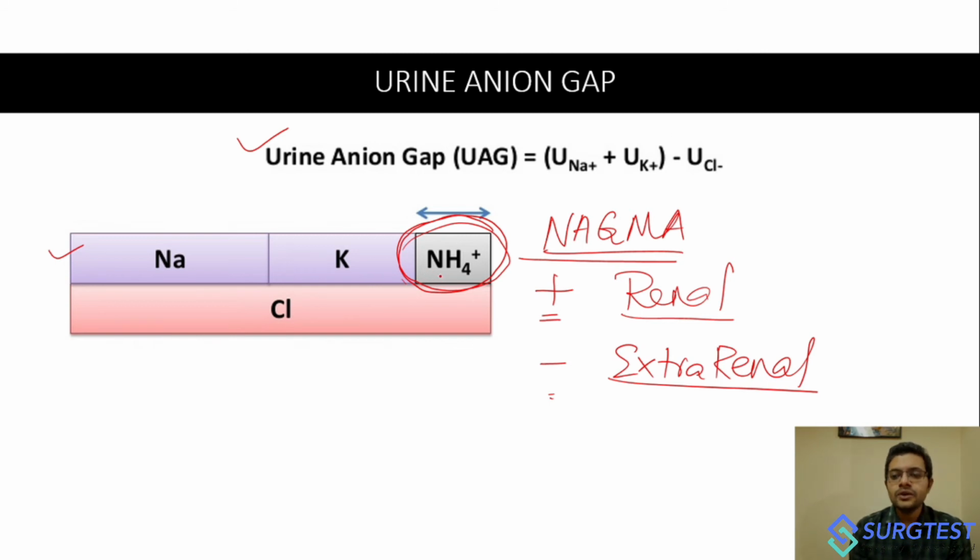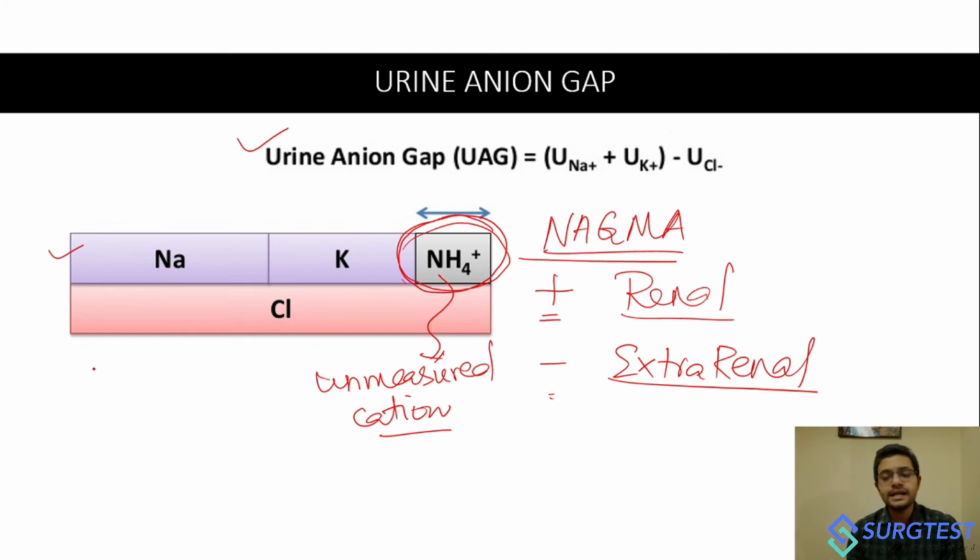Now, this is not routinely measured and serves as an unmeasured cation. Now, we all know that the number of cations and number of anions in toto are going to be equal. The left hand side is equal to the right hand side, as we say in mathematics. So that's why this box is there: urine chloride on one side, and sodium, potassium and ammonium on the other. So these two have to be equal.